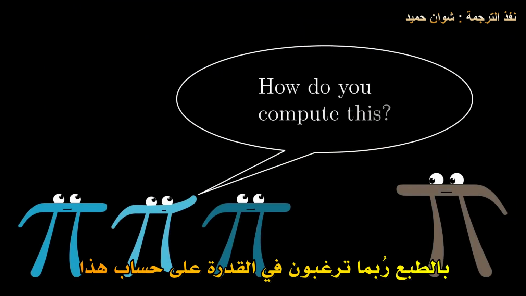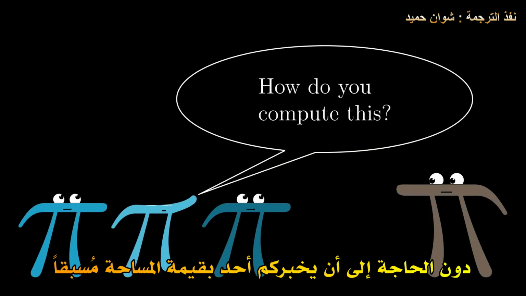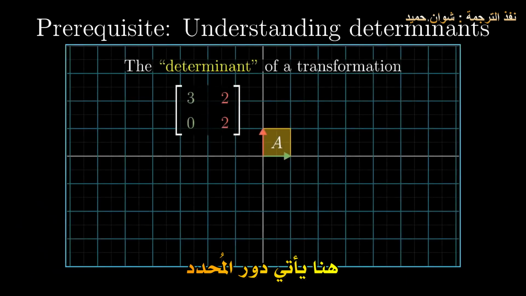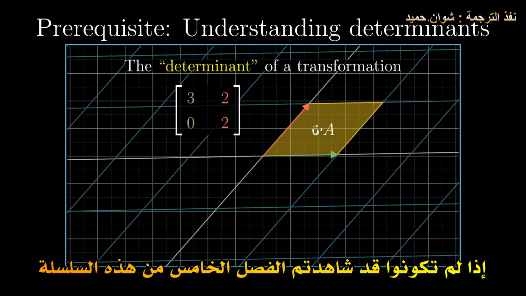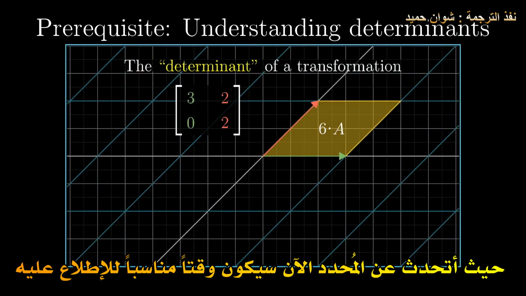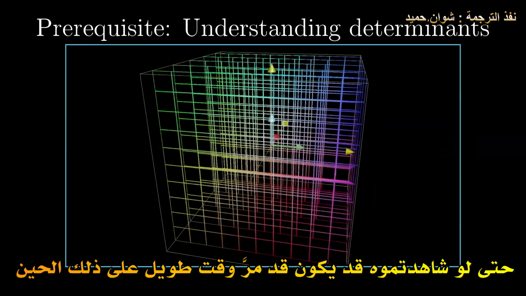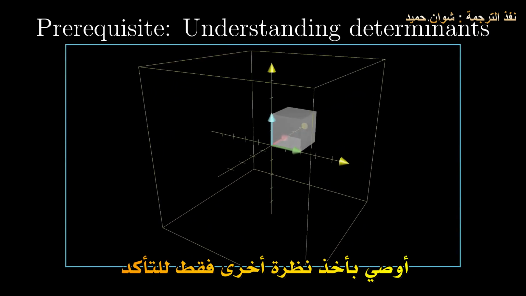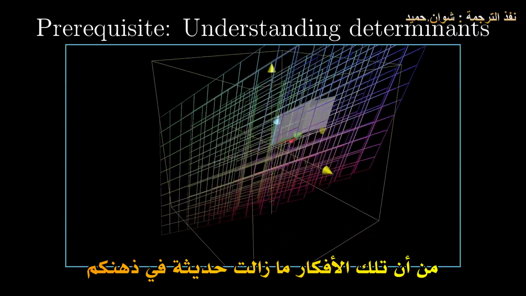So v cross w is negative 7. But of course, you want to be able to compute this without someone telling you the area. This is where the determinant comes in. So if you didn't see chapter 5 of this series, where I talk about the determinant, now would be a really good time to go take a look. Even if you did see it, but it was a while ago, I'd recommend taking another look just to make sure those ideas are fresh in your mind.